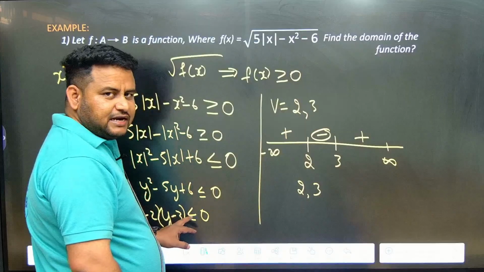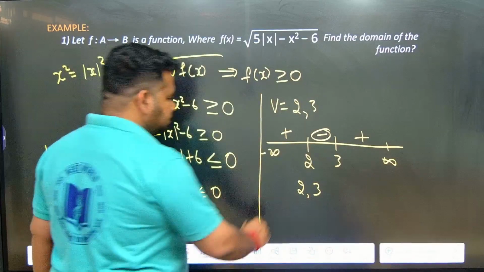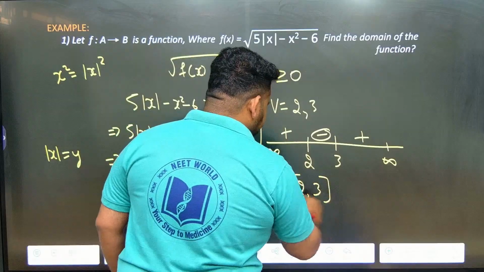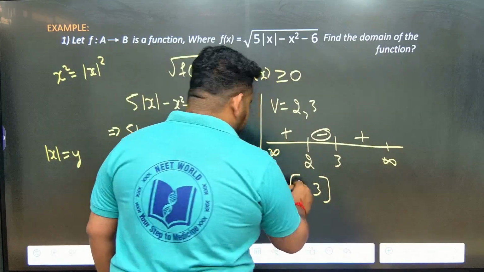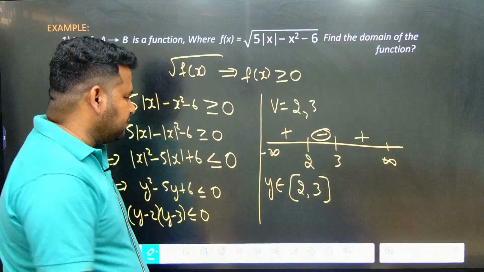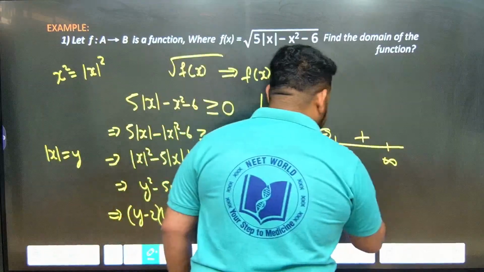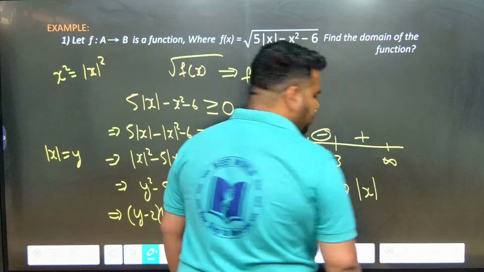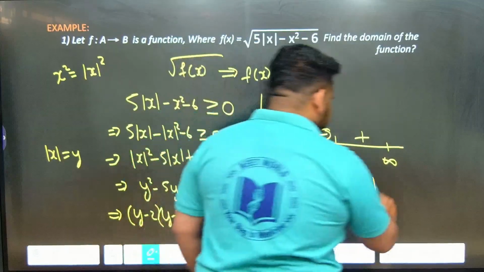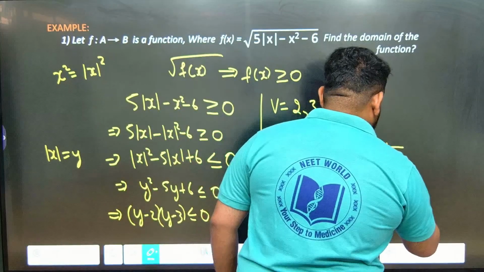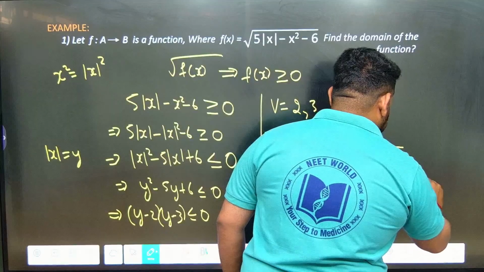This inequality is less than or equal to, so this will become a closed interval. So y belongs to the closed interval 2 comma 3. Since y is mod x, I can write mod x belongs to 2 comma 3.